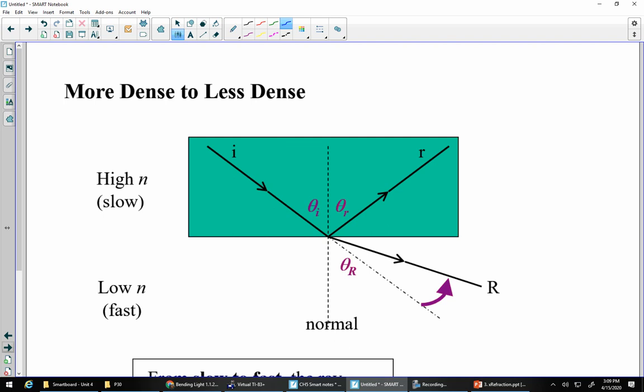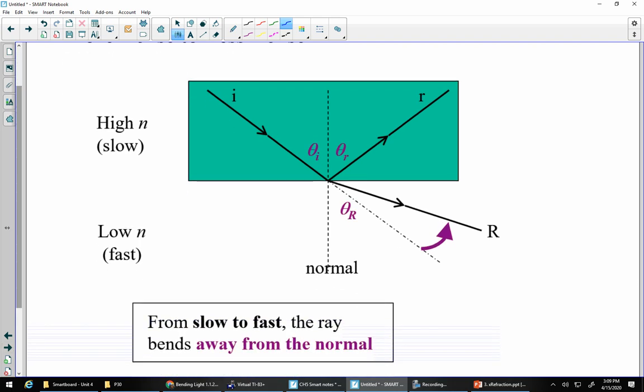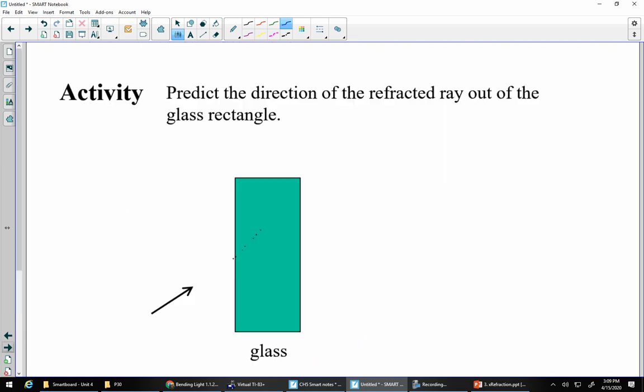Cool. From more dense to less dense, you probably actually noticed with this a little bit of a reflected ray in this one as well. So from more dense, from slow, to less dense, which is fast, we are bending away from the normal line. And make sure, this is where it gets really important, capital R for refracted ray, and then lowercase r for reflected ray. Cool. So lots of review there.